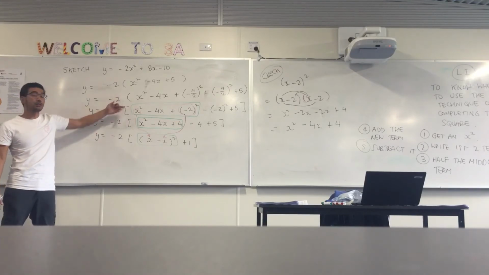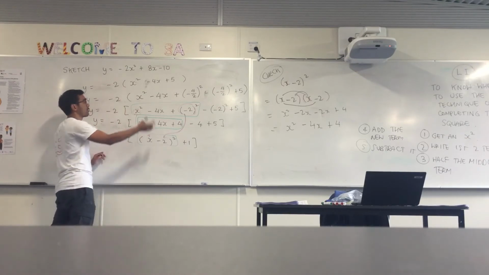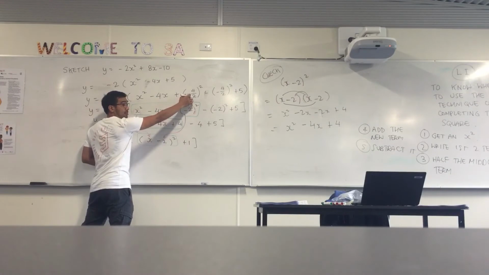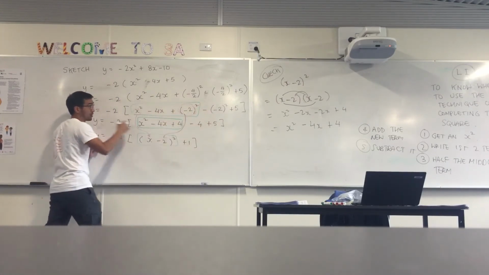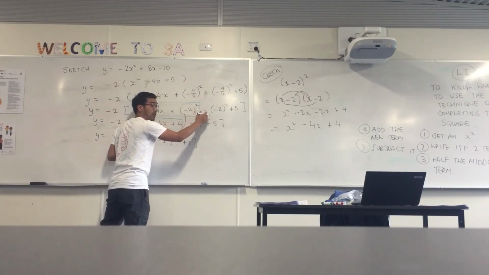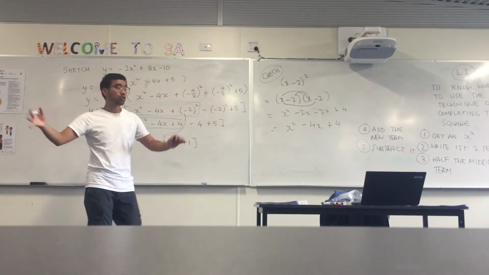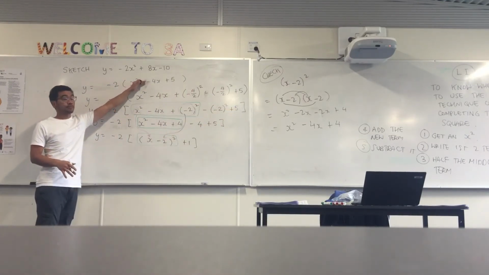But the technique is from the beginning. Once you've written out your first two terms and halved it and squared it and then did a takeaway of it, why are we doing it add and take away? To make it neutral, so it can go back to its original state.